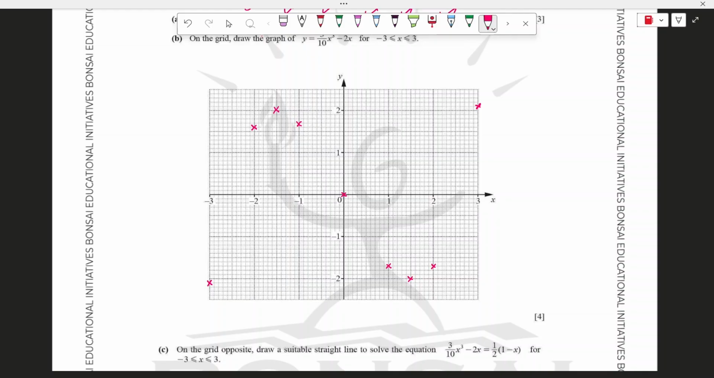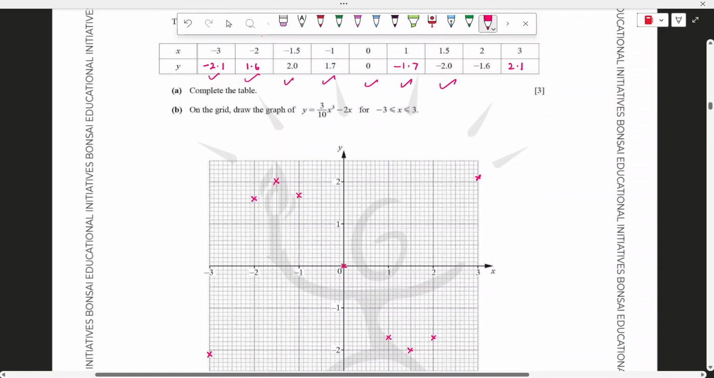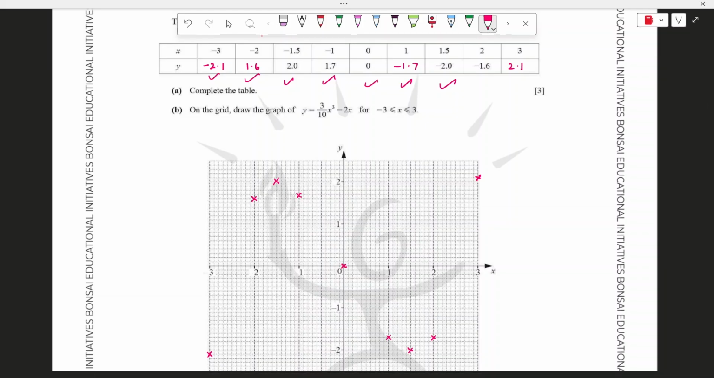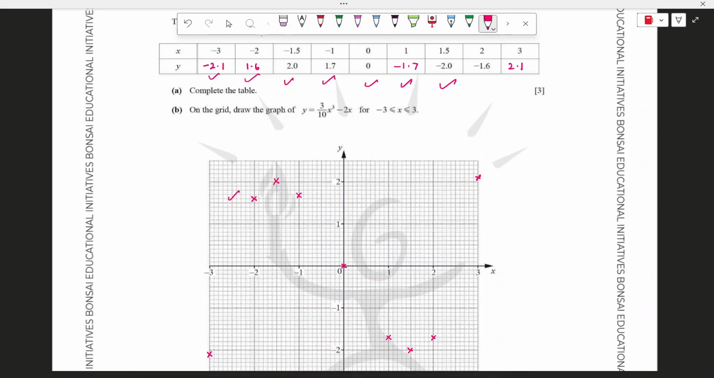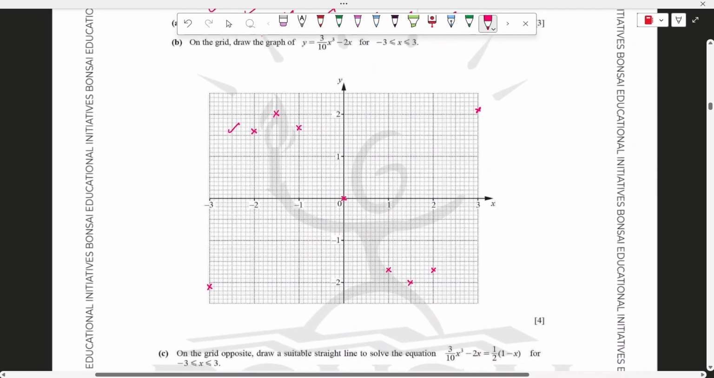These are all the points which we have plotted, and before finalizing you need to verify them because it is going to give you 3 marks. One mistake is going to cancel the whole problem. So minus 3 and minus 2.1, minus 2 and 1.6, and minus 1.5 here and 2, that is also correct. Minus 1 and 1.7, done. 0, 0. 1 and minus 1.7, that is also correct. All the points have been verified, and we need to draw the curve in such a manner.